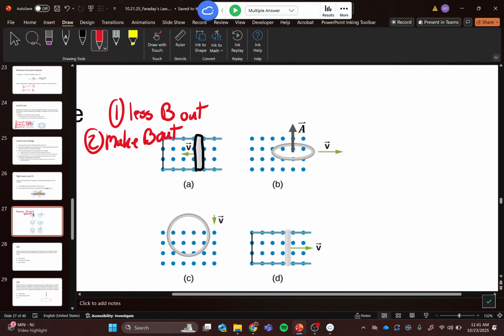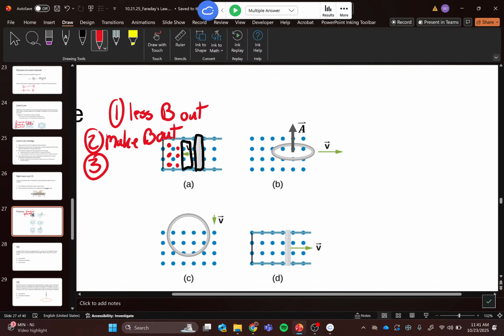So let's think of it this way. If I move this bar to the left, I have fewer dots now. I don't want fewer dots. I want the same number of dots I started with. Make more dots. That's the idea here. Whatever is happening, counter it. I want that flux to be the same. How do I do that? I make more dots. How do I make more dots? Make a current that makes it happen.